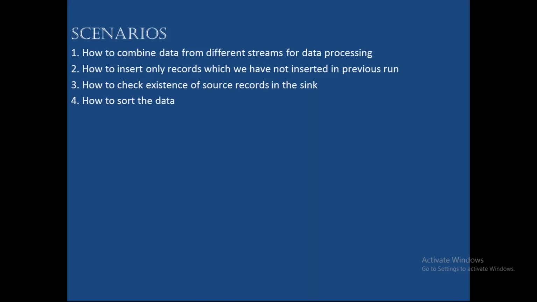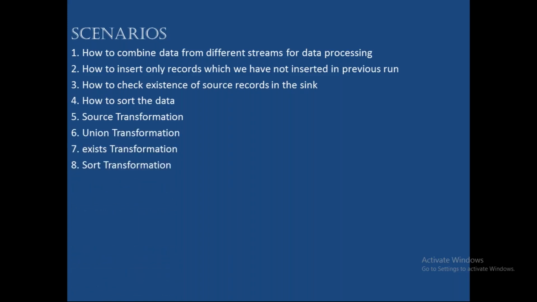Once you fetch those 60 records, you can sort the data if you want, then load it into the sink. So in this particular case, I'm going to use source transformation, union transformation, exists transformation, sort transformation, and sink transformation. In today's lab we are going to learn source, union, exists, sort, and sink. These are the 5 transformations I'm going to use in today's lab.